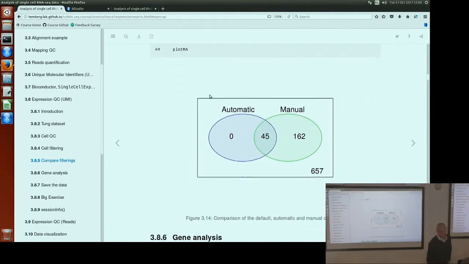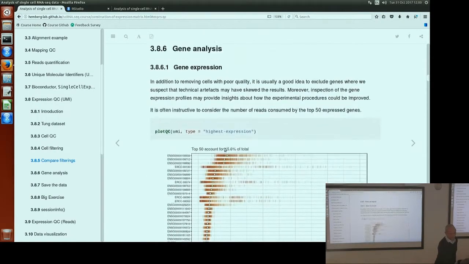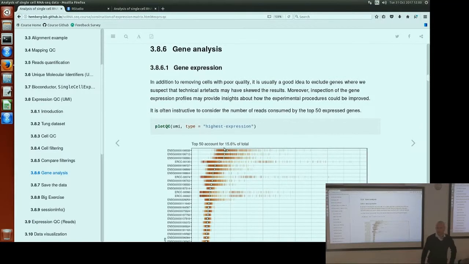So if we compare the filterings, we will see that our manual filtering also picked up all these 45 cells that Scater picked up automatically, but we also have 162 cells in addition. Okay, any questions for the cell filtering?